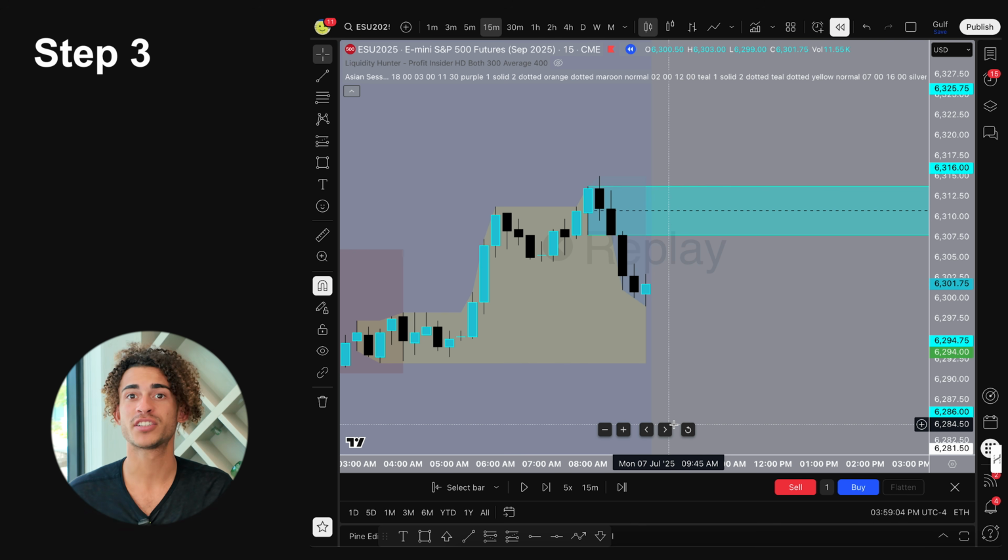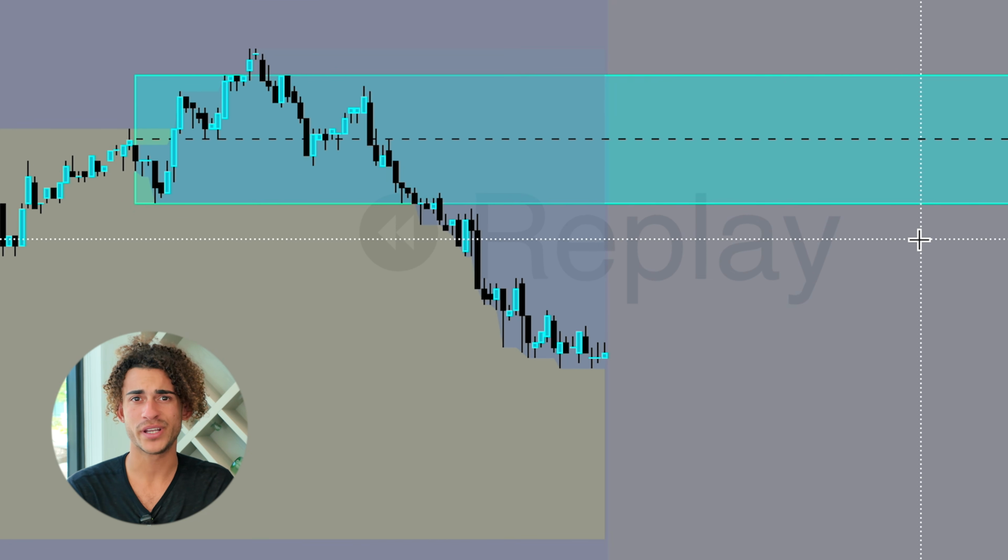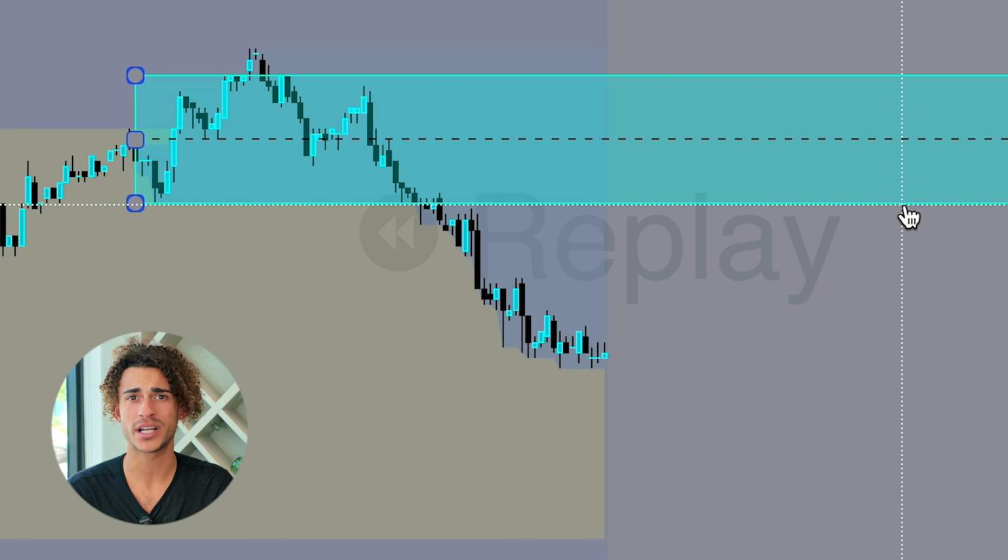Step number 3, and this is the most important part, we wait for the retest. And if you don't know what retest means, test just means touch. So this means that the zone's getting touched again. We don't chase candles. We wait for price to come back up and test this 8 a.m. zone. I'm going to go down to the 1-minute time frame because when I'm looking for the retest, I like to watch the 1-minute time frame so I can see exactly how price is reacting to this zone in real time. So let's see how this goes.